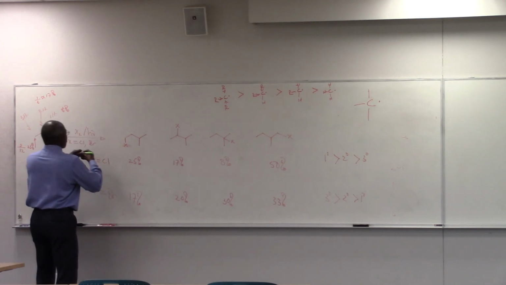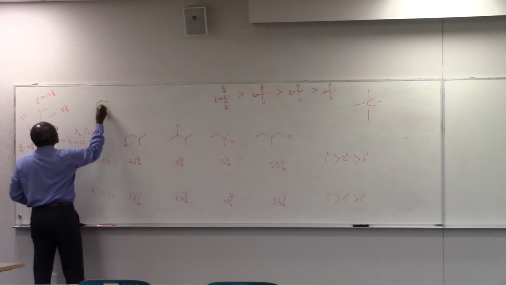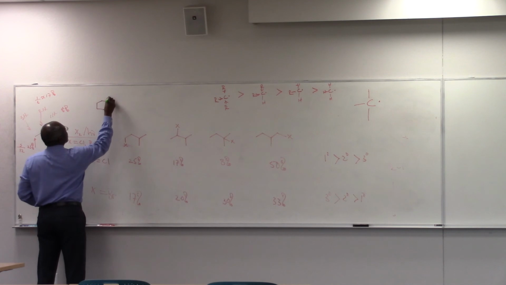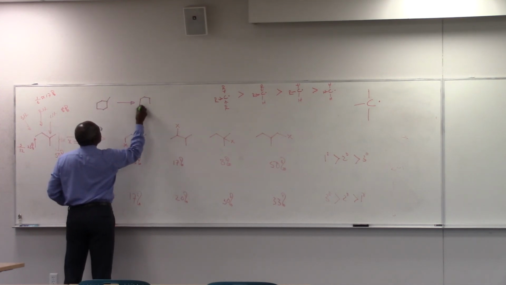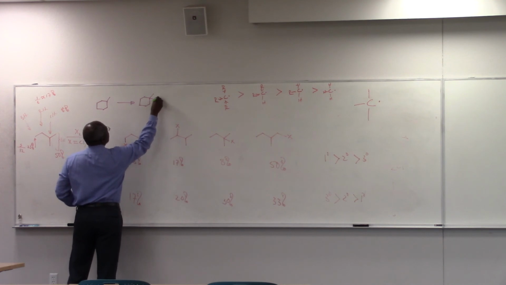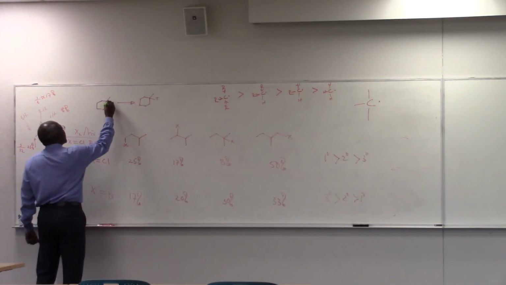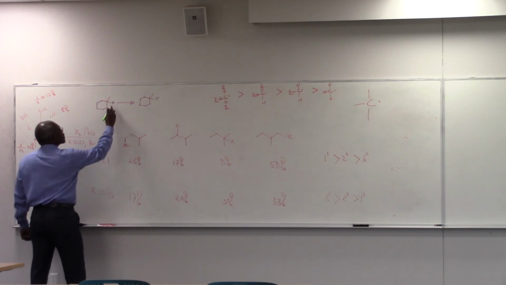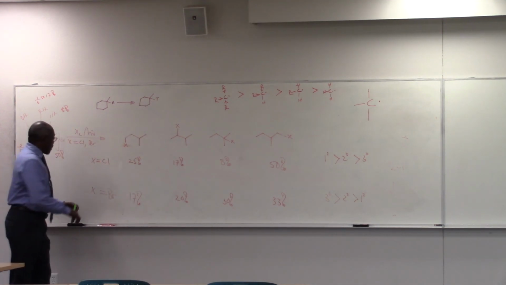So let me just put the question here really fast, just as an illustration. Suppose I asked you to convert this compound into that compound. Okay. What happened? Well, I have an H here, which I've converted into a T. How do I do that?